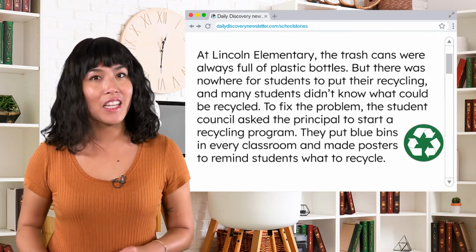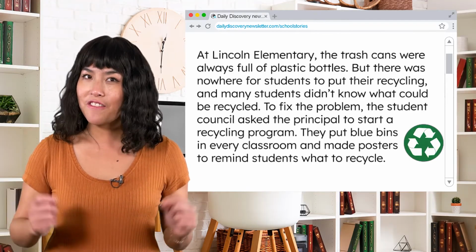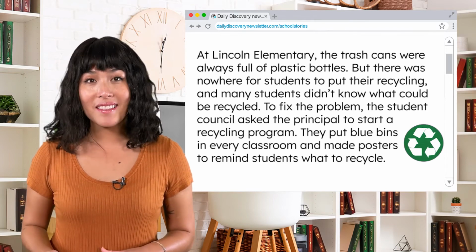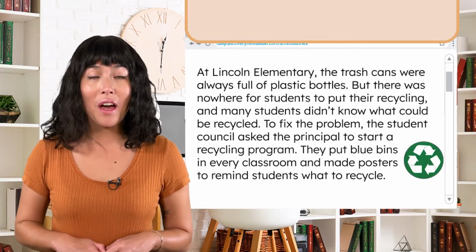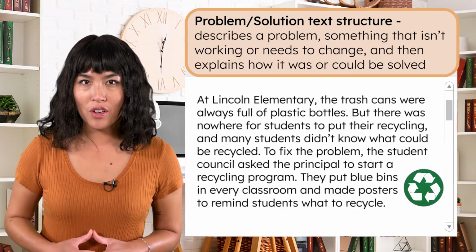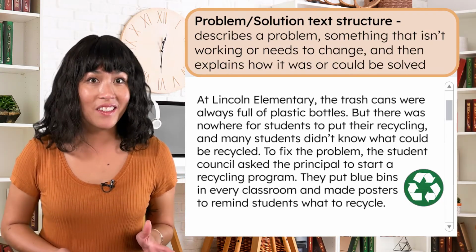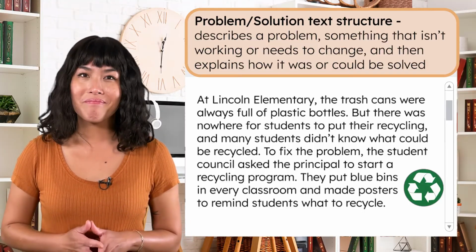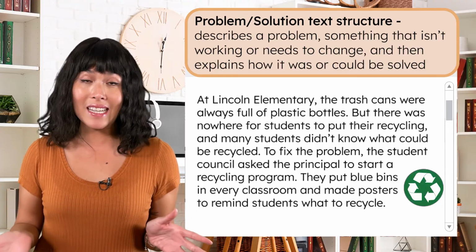The school didn't have any recycling bins, and many students didn't know what to recycle. They fixed this problem by starting a recycling program, adding recycling bins, and creating posters about recycling. This is an example of a problem-solution text structure. When authors use this structure, they first describe a problem, something that isn't working or needs to change, and then explain how it was or could be solved. Why do you think an author might use this structure instead of just listing what the school did?